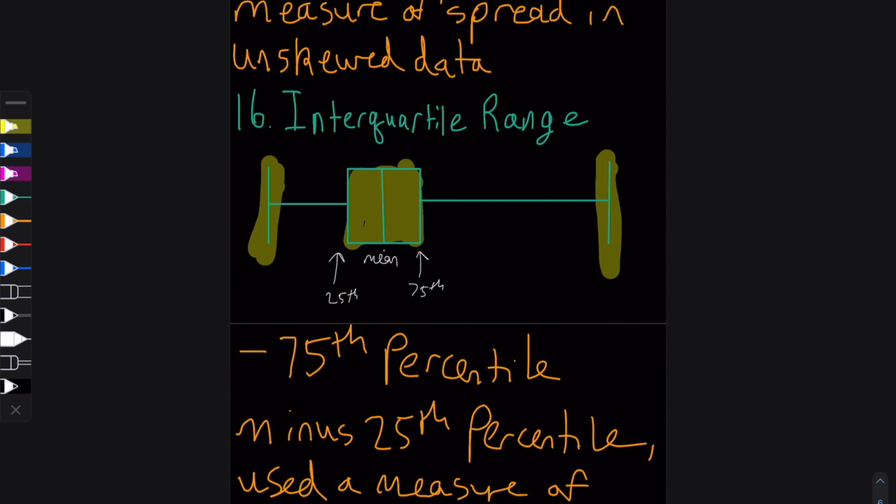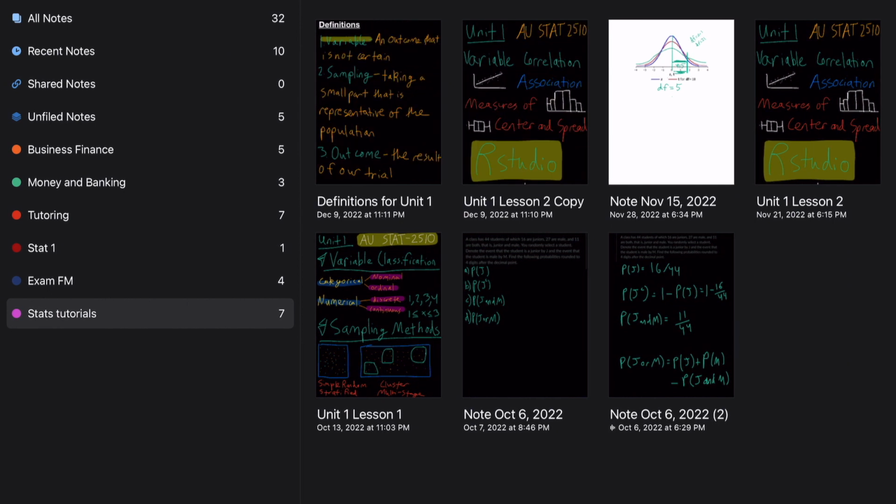So that is this. No, I'm sorry. Actually, that is the median because that is 50% of the data. So I apologize, this would be the median. So that means 50% of the data is to the left and 50% of the data is to the right. So that's what a box plot shows us.